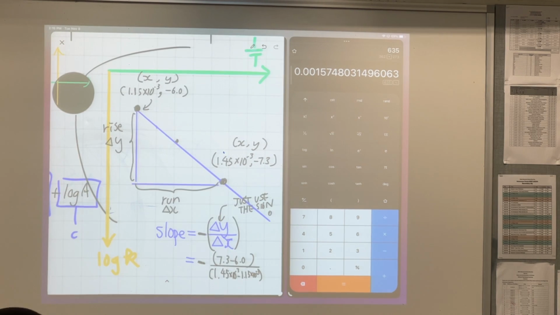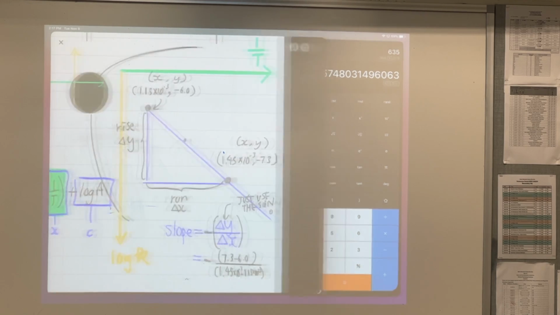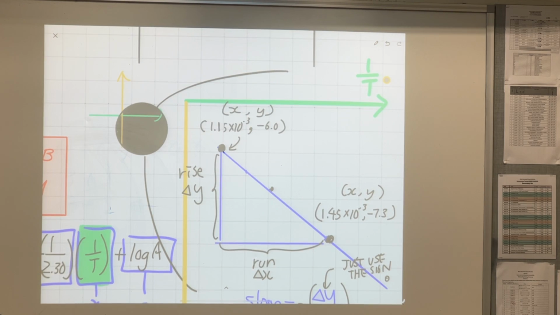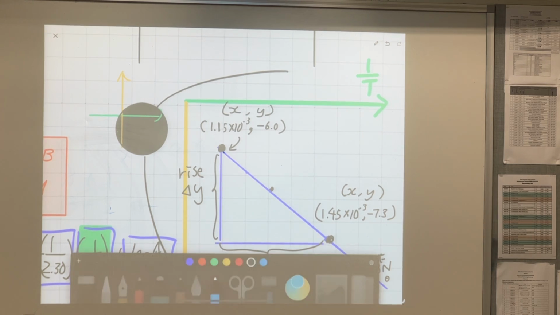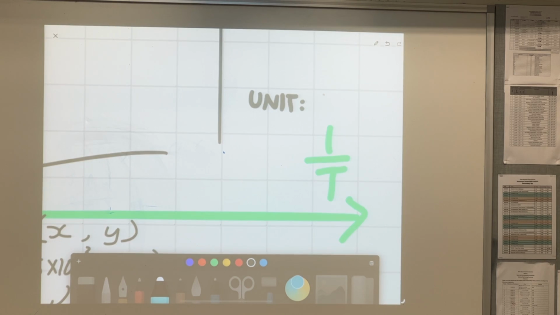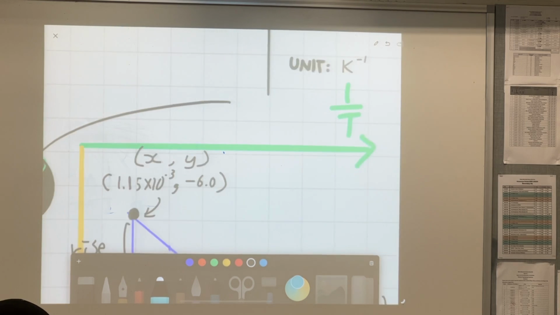And to add to the complication of this question, you need to look at the unit as well. What is the unit of 1 over T? First of all, what is the unit of Kelvin temperature? K. So 1 over T would be per Kelvin then. Okay, so write down the unit here. Because temperature has the unit Kelvin, 1 over T will have the unit Kelvin to the power of negative 1.